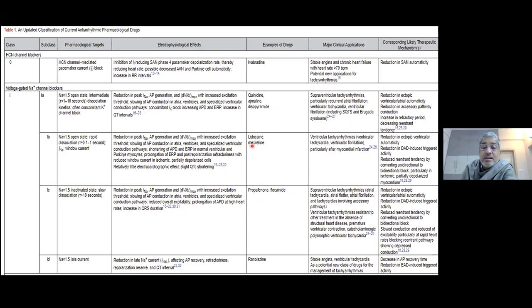Mexiletine is available as Mexitil 150 milligram. We give it in some patients. Our experience is limited because these patients are extremely sick, and many of them succumbed in a few months' time. Propafenone and flecainide are not to be used very frequently if you have structural heart disease, as we have told them earlier. But otherwise, for accessory pathway and all these things, it is very good.